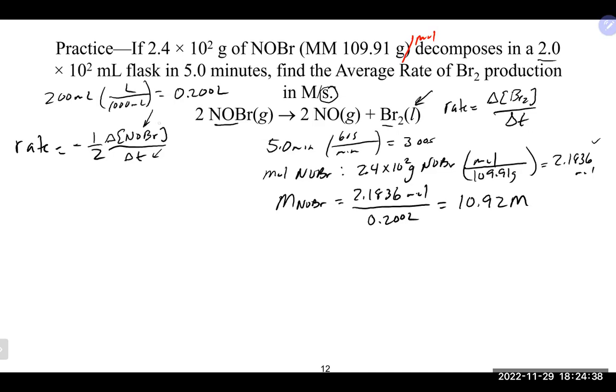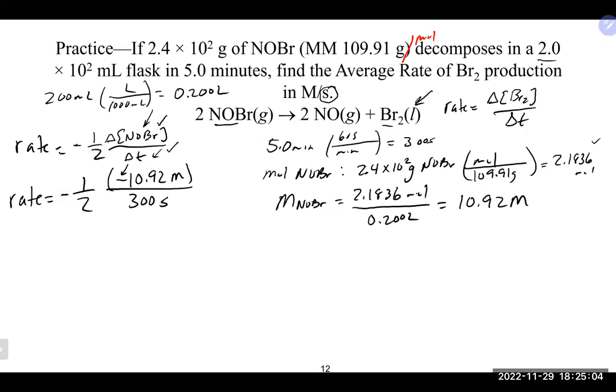We also have our seconds. So we now have the molarity, and we also have the seconds. So we do have everything we need now for our NOBr. If we put that in there, the rate would equal -1/2 times negative 1092 molar over 300 seconds. Why did I make it a negative?